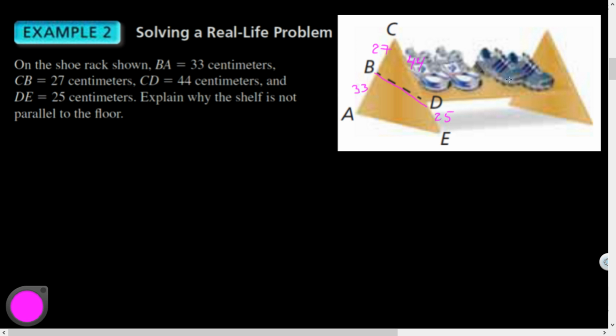So the shelf is made up of this BD edge, that segment. And the floor, we're assuming, is AE, resting on the floor. So really, this is boiling down to proving that these two segments, AE and BD, are non-parallel. How could I prove that? What would I do? How would I set that up?